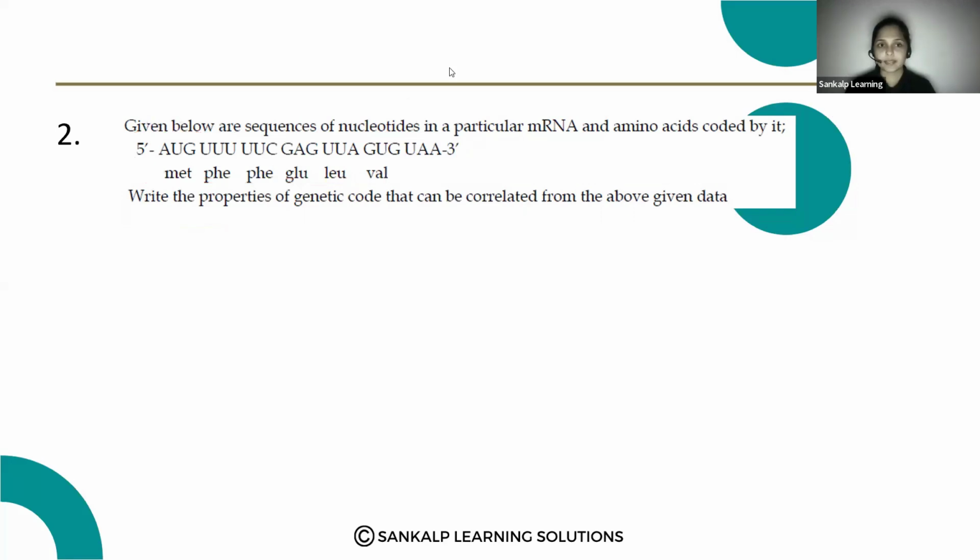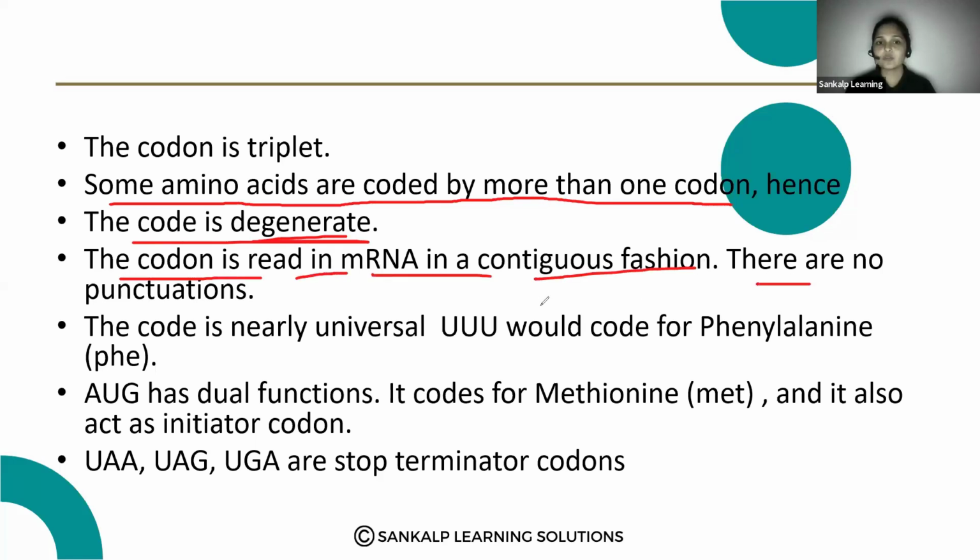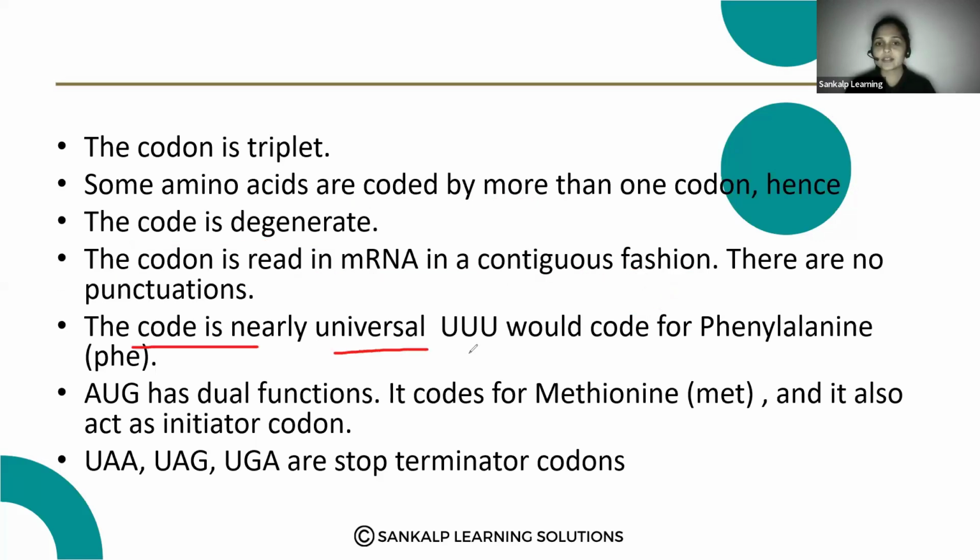They are triplet in nature. The codon is a triplet. Some amino acids are coded by more than one codon, hence the code is degenerate. The codon is read in mRNA in a continuous fashion. There are no punctuations. The code is nearly universal.